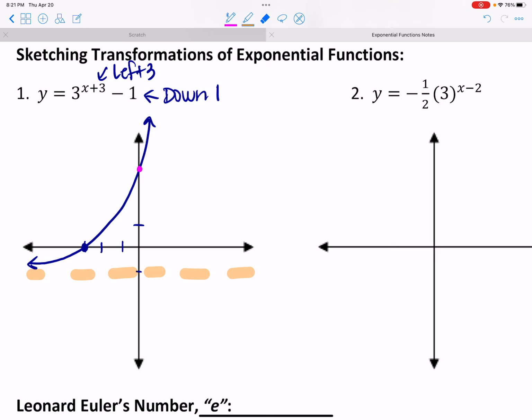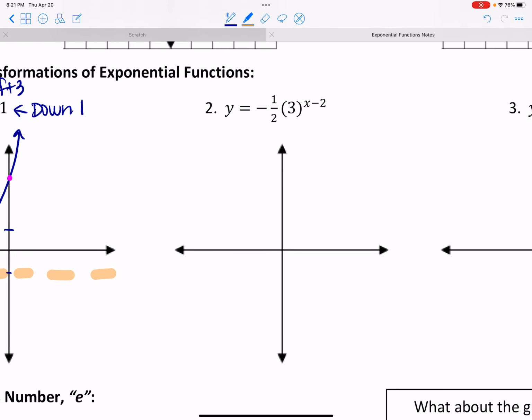Okay? Next one, again, I can see 3 to the x like the parent form there, but I have some transformations to apply. So I have this negative, and that negative is going to make the graph reflect over the x-axis.